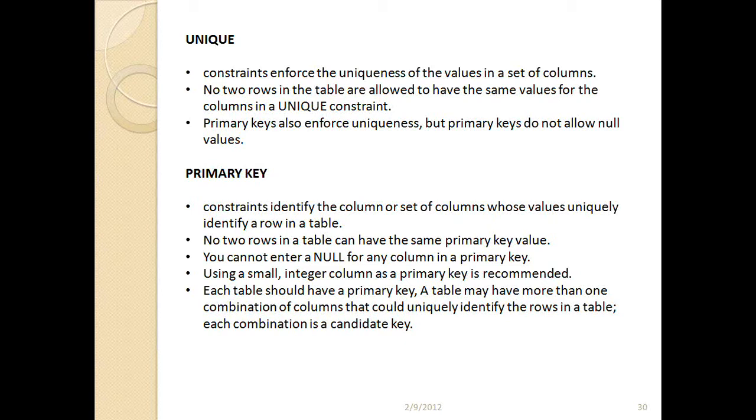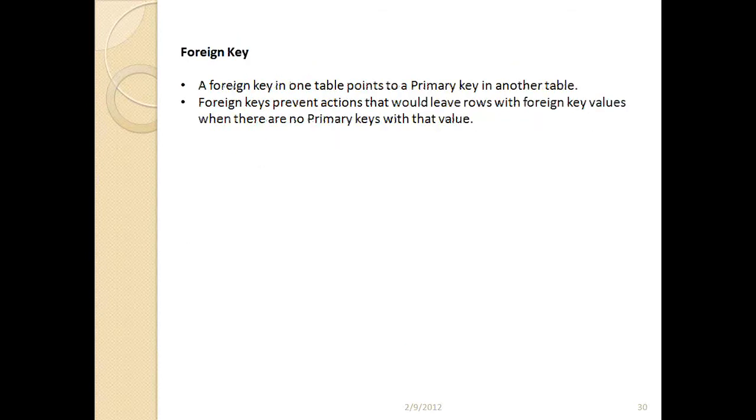Primary key constraints identify the column or set of columns whose values uniquely identify a row in a table. No two rows in a table can have the same primary key value. You cannot enter a null value for a column in a primary key. Using a small integer column as a primary key is recommended. Each table should have a primary key. A table may have more than one combination of columns that could uniquely identify the rows in a table. Each of these combinations is a candidate key.